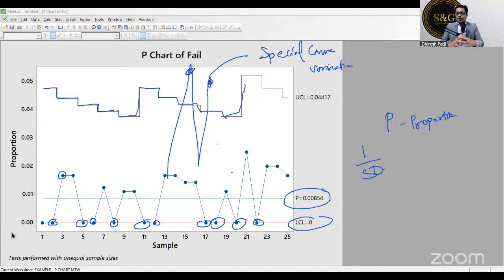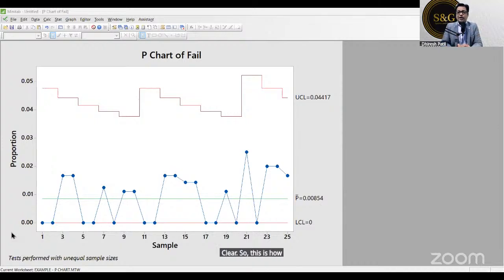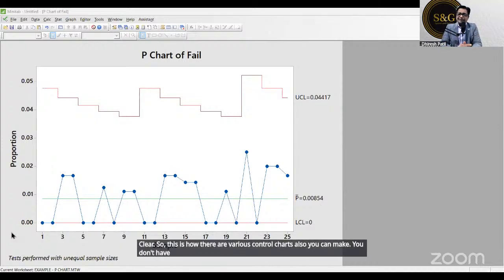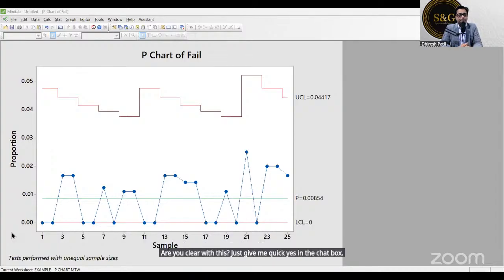Clear? So this is how you can make various control charts. You don't have to remember this. It is already given. Whenever you want to find out which control chart to use, just find it from the table and select that control chart, put in that data, and check whether any data is going outside of the control limits. Are you clear with this? Just give me a quick yes in the chat box. Very good, superb. Any question, please let me know in the chat.